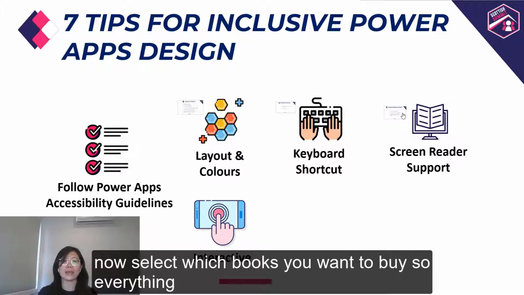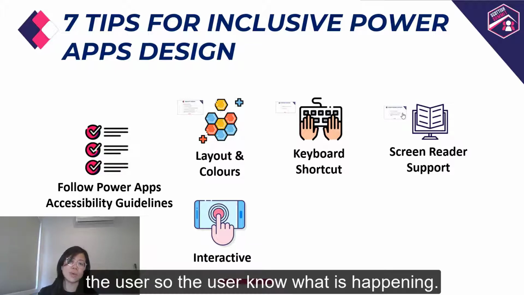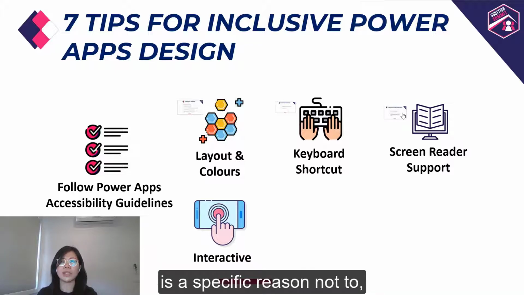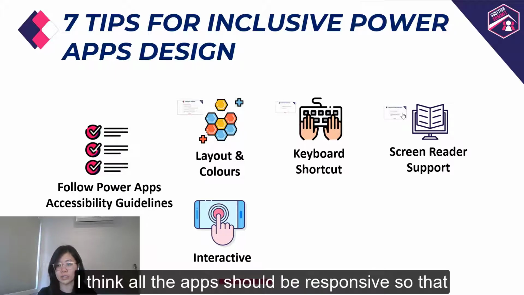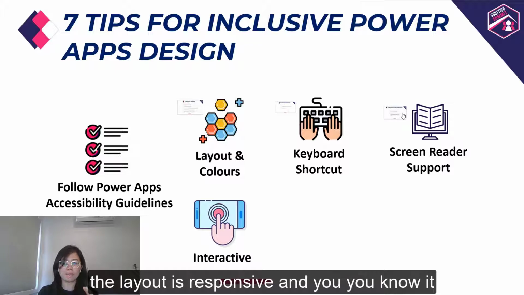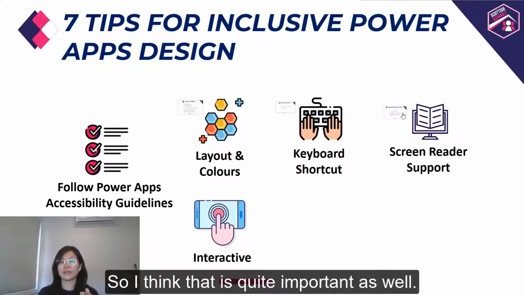You can now select which boots you want to buy. So everything you click on, you must make sure that it interacts with the user so the user knows what is happening. So that is an interactive app. As well as that, unless there is a specific reason not to, I think all the apps should be responsive, so that when you turn your app from landscape to portrait, the layout is responsive and it'll be in the right order, in the right placement.